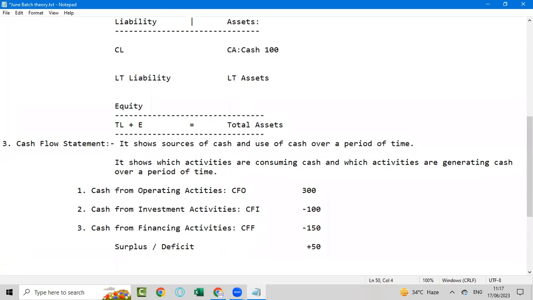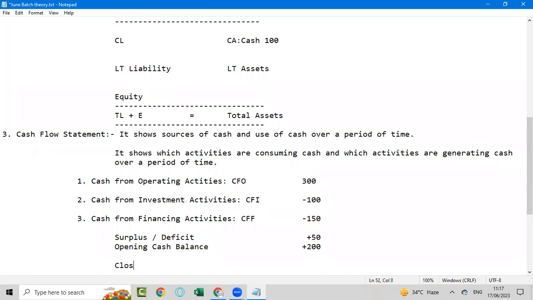We will have some opening cash also in the balance sheet. Opening cash was, let's suppose, 200. So how much is the closing cash balance? It should be 250. So now this 250 will reflect in your balance sheet here, where we have written 100. It will be 250. Clear? Noted.